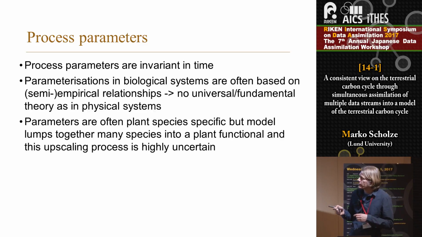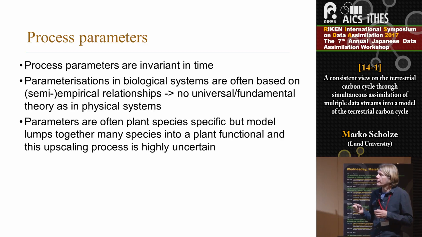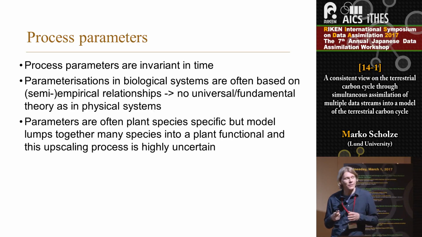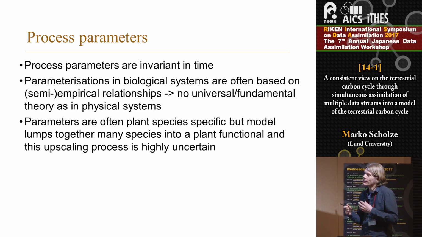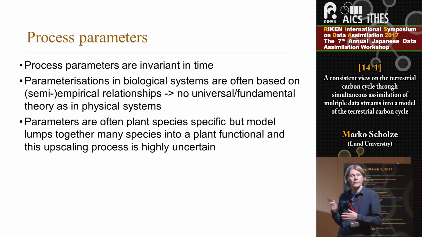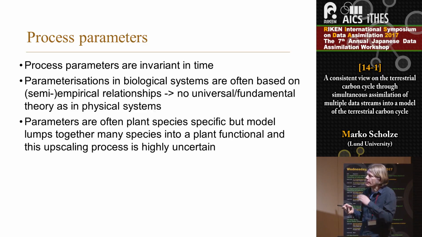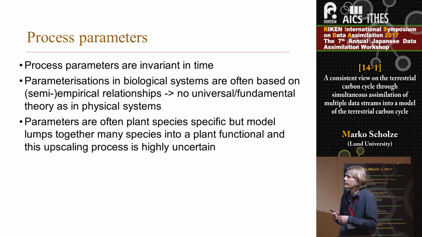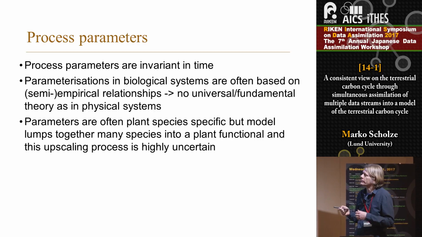And that always leads to the effect that these parameters are specific for some plant species. However, the model doesn't simulate all the plant species in the world. That would be a bit too much. And even, I think, with a K computer, it would be computationally not feasible to model all plant species. But it lumps the species together in functional types. And through this lumping, we need to lump also the parameters together. And this upscaling process is highly uncertain.